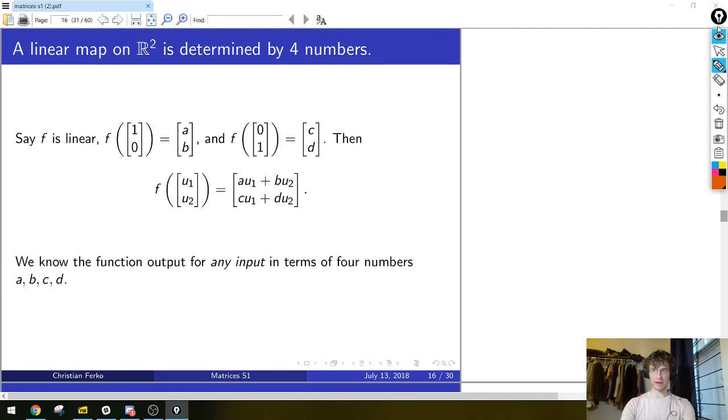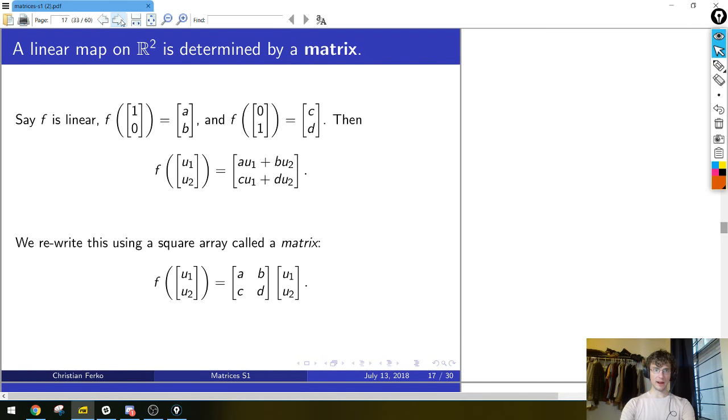So instead of using the letter f, we're going to say this function is determined by an array called a matrix. So the first half of the slide is the same. Now we're just going to change the way we write f applied to a vector. So now a function f, for which we know its outputs at 1, 0 and 0, 1, they're a, b, and c, d, we're going to write that function f applied to u1, u2 in this way.